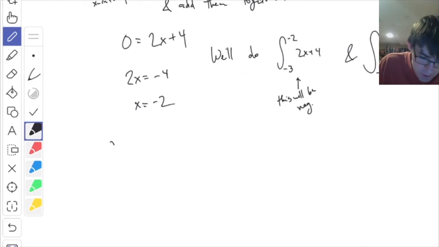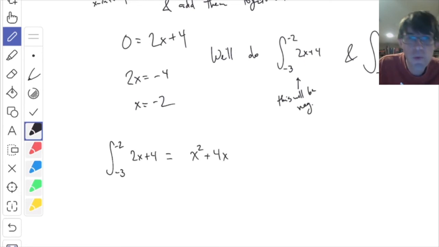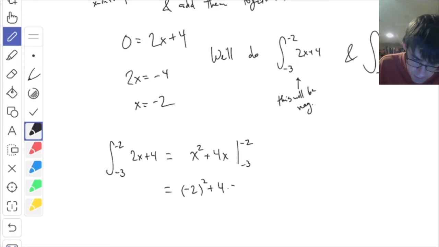So I'm going to just do these two integrals separately. 2x plus 4. What do you get? The antiderivative of 2x is just x squared, isn't it? Plus 4 becomes 4x. All right, and I'm going to plug in minus 2 and minus 3. What do we get? Minus 2 squared plus 4 times minus 2, minus, in parentheses, minus 3 squared plus 4 times minus 3.